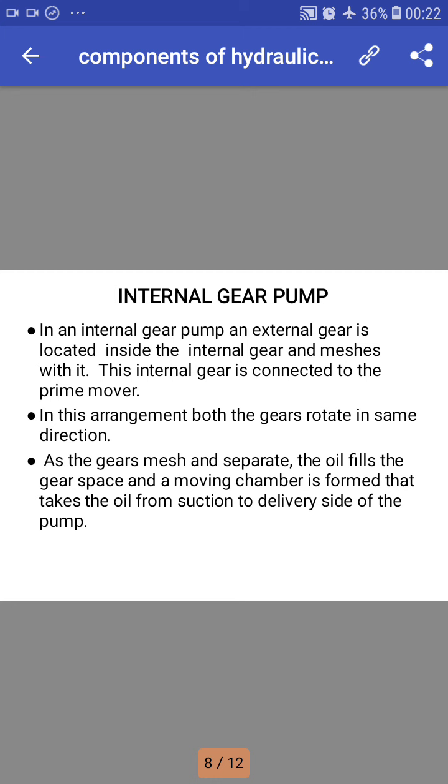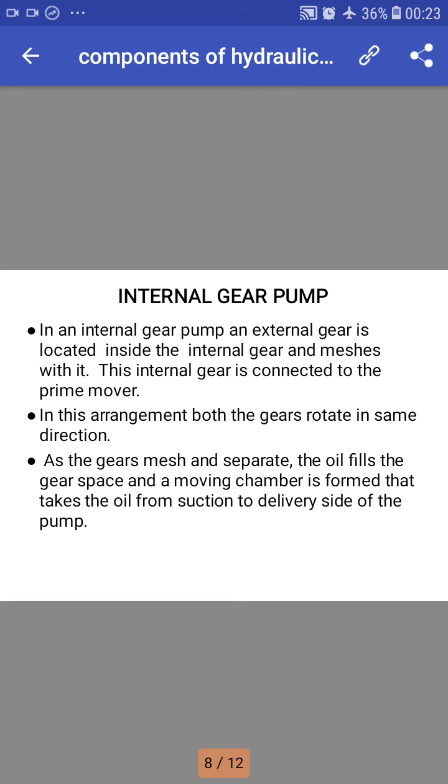The main difference between the external gear pump and the internal gear pump is that in the case of the external gear pump, we have used two external-teeth gears, and in the case of the internal gear pump, we will use one internal-teeth gear and the other one an external-teeth gear. Another difference is that for the external gear pump, both the gears rotate in opposite directions, and for the internal gear pump, both the gears rotate in the same direction.